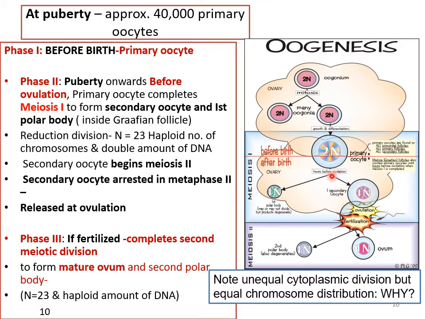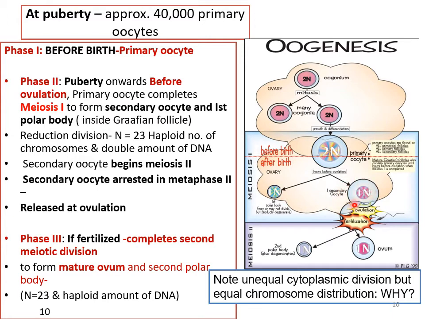So, this primary oocyte now undergoes reduction division to form one secondary oocyte and one polar body. So you see, this is an unequal division. But what is unequal? Is it the nuclear division or the cytoplasmic division that is unequal? What do you think? Because here we see one N and one N. So it's the cytoplasmic division. Why? We will learn later.